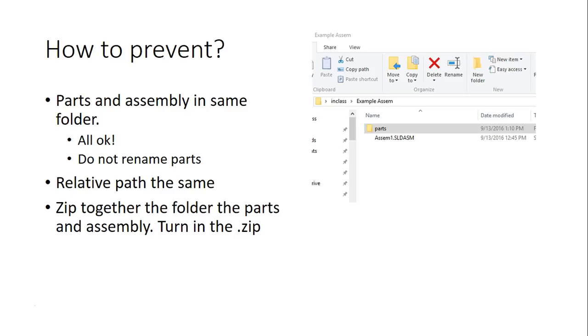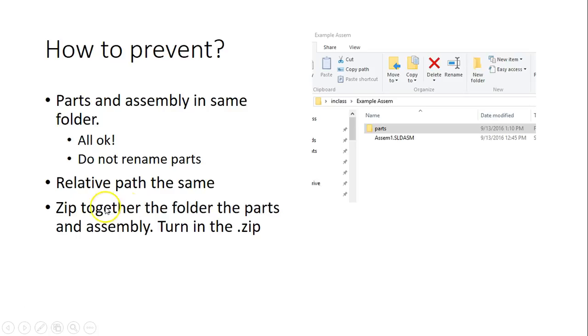Otherwise, the relative path to the parts needs to be the same. You can't change the relative path because that's how Solidworks is trying to find where it's located. And also, if it's working on your computer, it doesn't necessarily mean it's going to work on my computer. If you change the relative path, the assembly will still have absolute path information available that it might be able to use on your computer. So there's a chance that opening on your computer will be okay, but if you've changed the relative path, it won't open on someone else's computer.